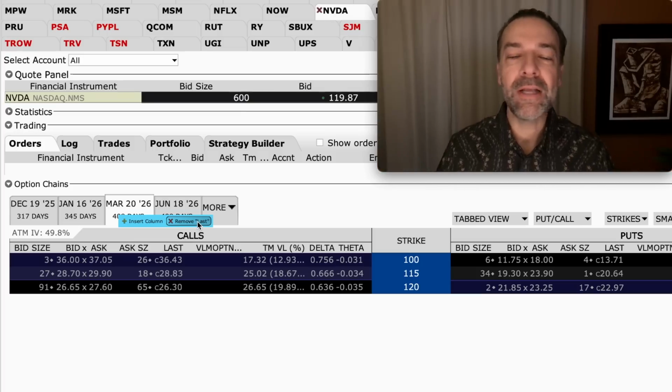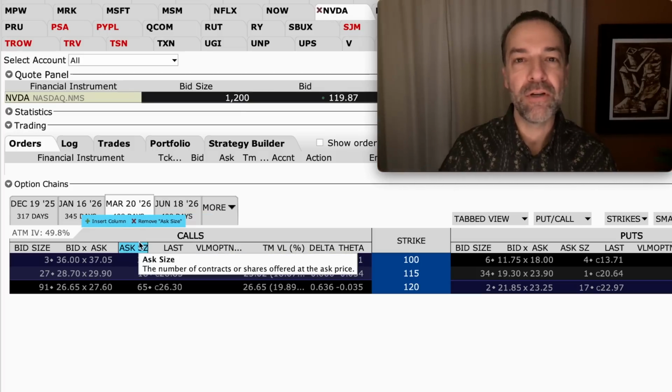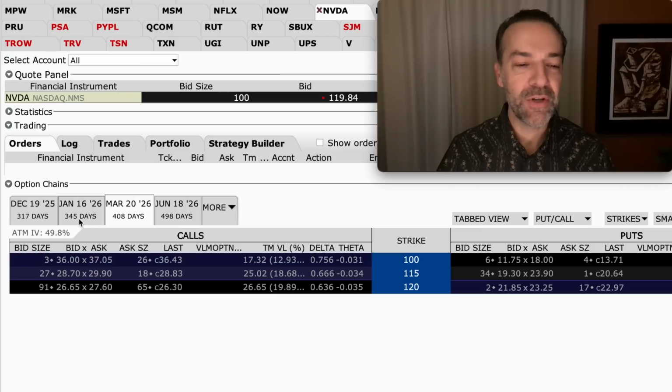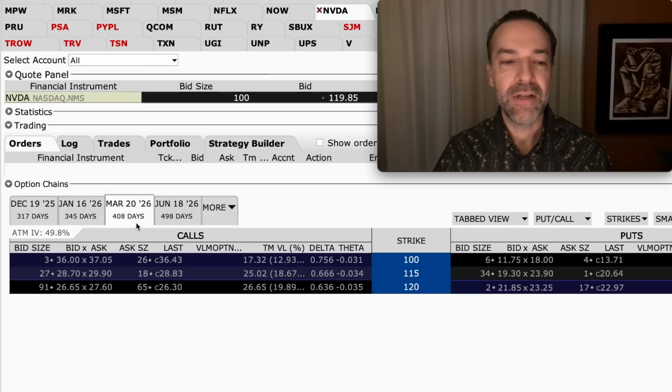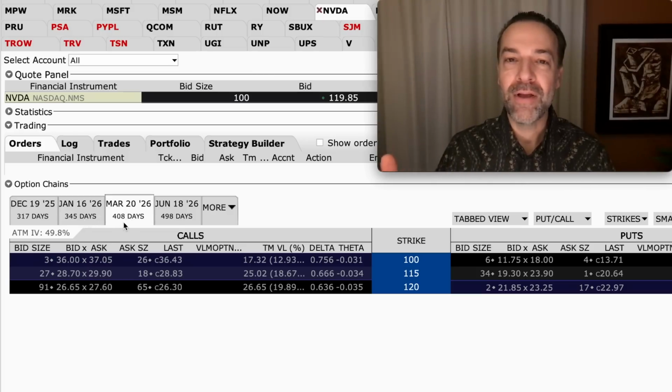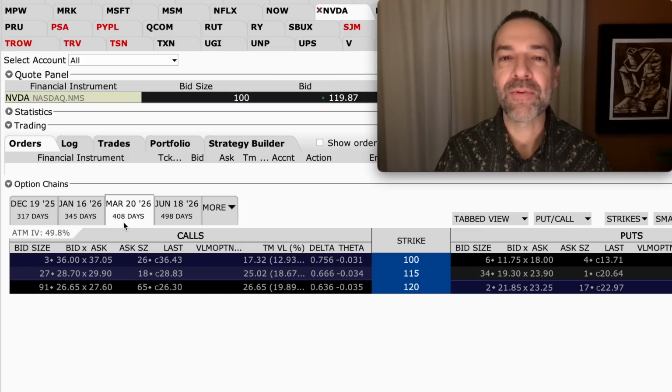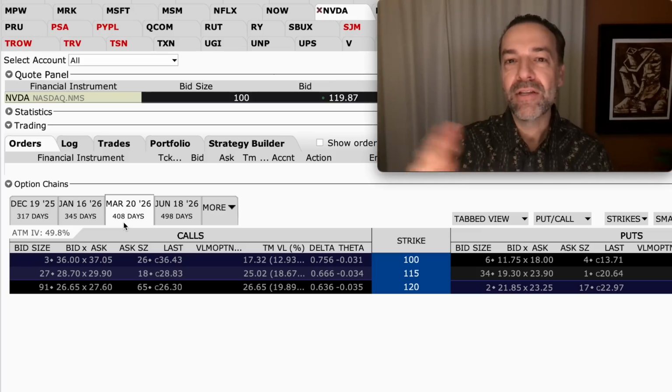But first, what are LEAPS options? Well, it's actually pretty simple. It's just an option that expires over a year from now. So for example, this option here on January 16th of next year, it expires in 345 days. Well, that's not a LEAPS option. If you go to the March expiration, this option expires in 408 days. Well, because it expires in over a year from now, that's a LEAPS option. That's it. There's nothing else special about LEAPS options. They just have a longer expiration than nearer date options.